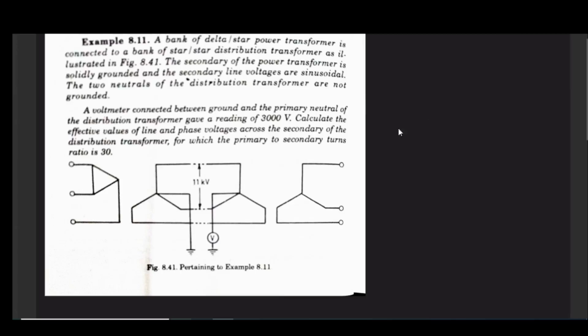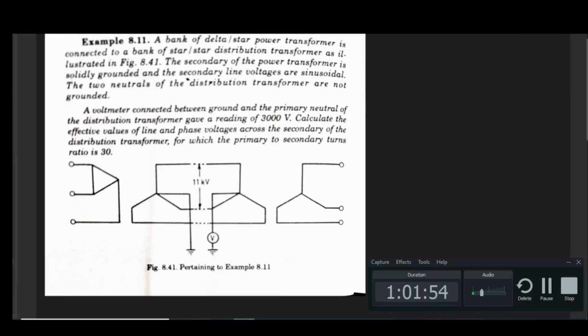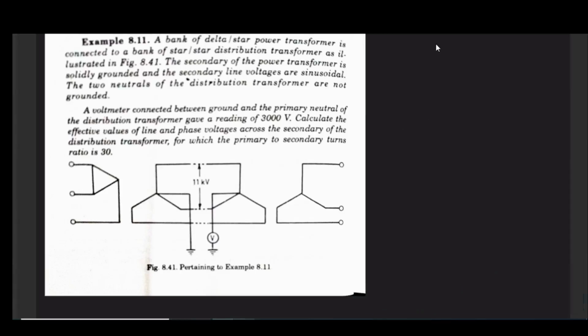Now let us consider this problem. We are having a bank of delta star power transformer connected to a bank of star star distribution transformer. The secondary of the power transformer is solidly grounded, and the secondary line voltages are sinusoidal. Obviously it has to be. The two neutrals of the distribution transformer are not grounded.